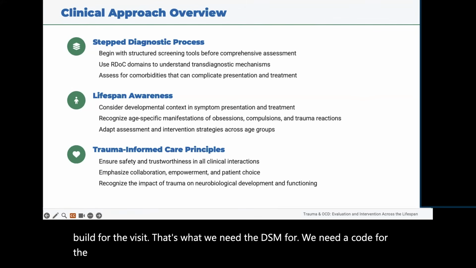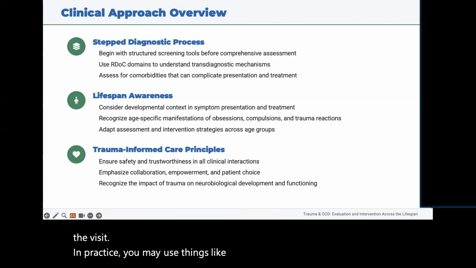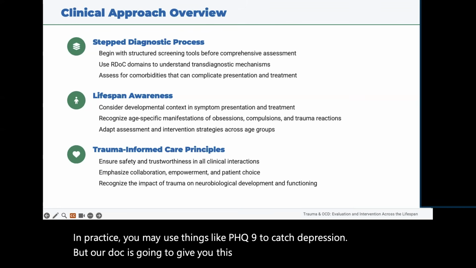In practice, you may use things like PHQ-9 to catch depression, but RDoC is going to give you this lens as to why. What's actually failing here?